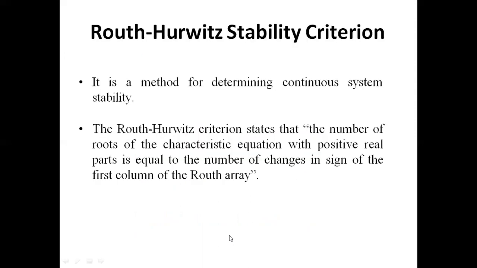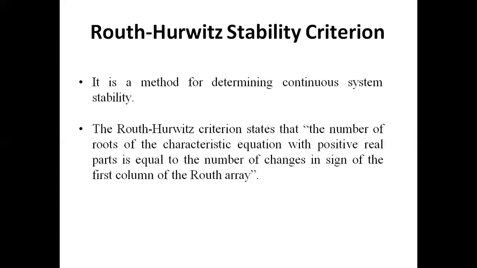So we all know in control system, a closed loop system is said to be stable if and only if all the poles of the closed loop lie on the left hand side of the S-plane. A closed loop system is said to be stable when all the closed loop poles lie on the left hand side of the S-plane. This is known to us.